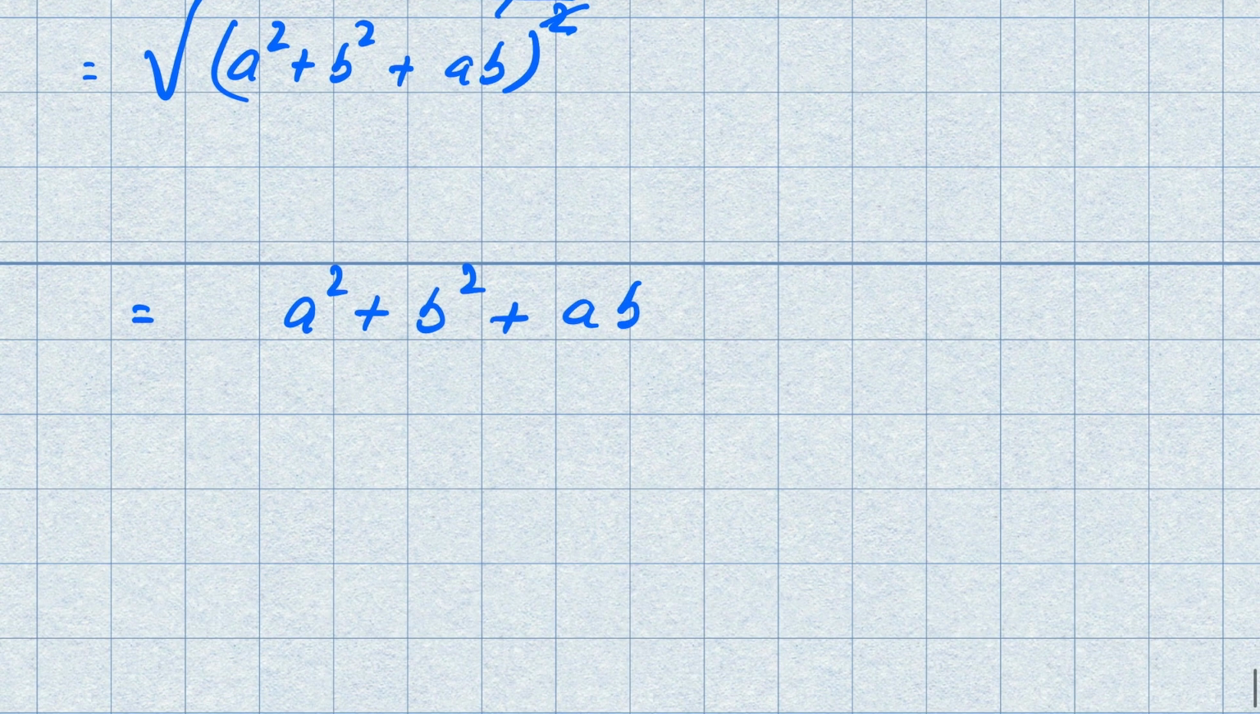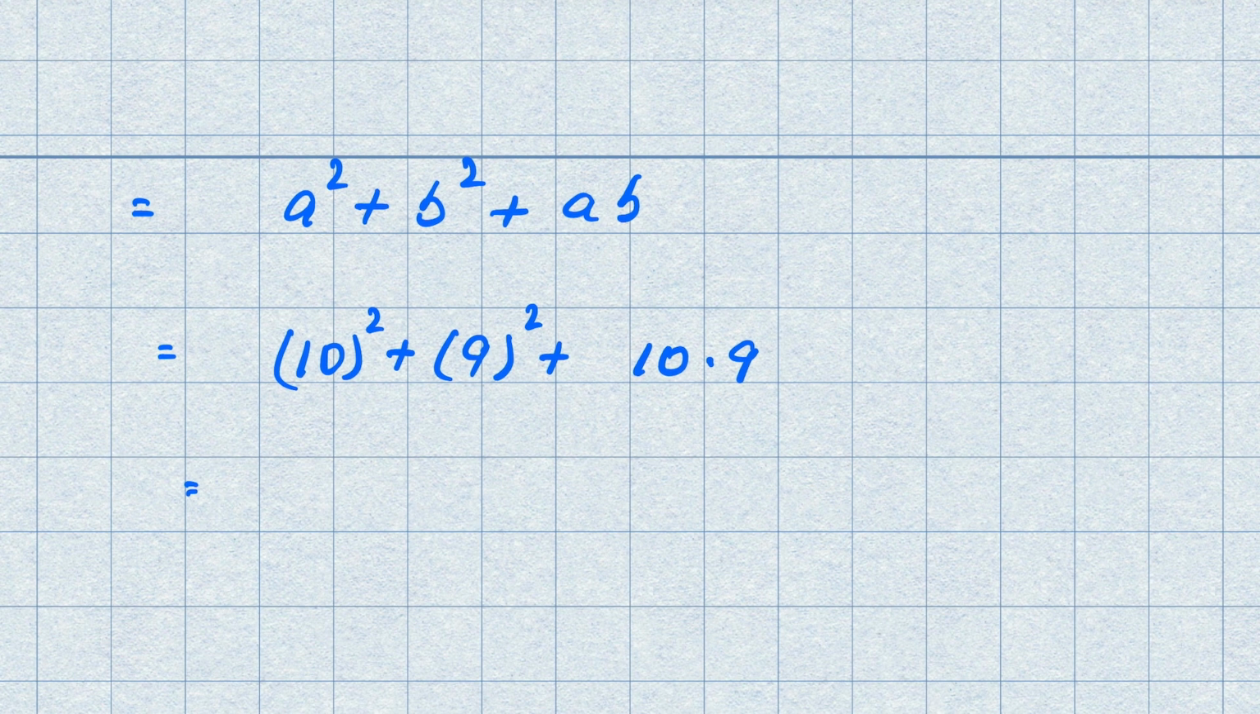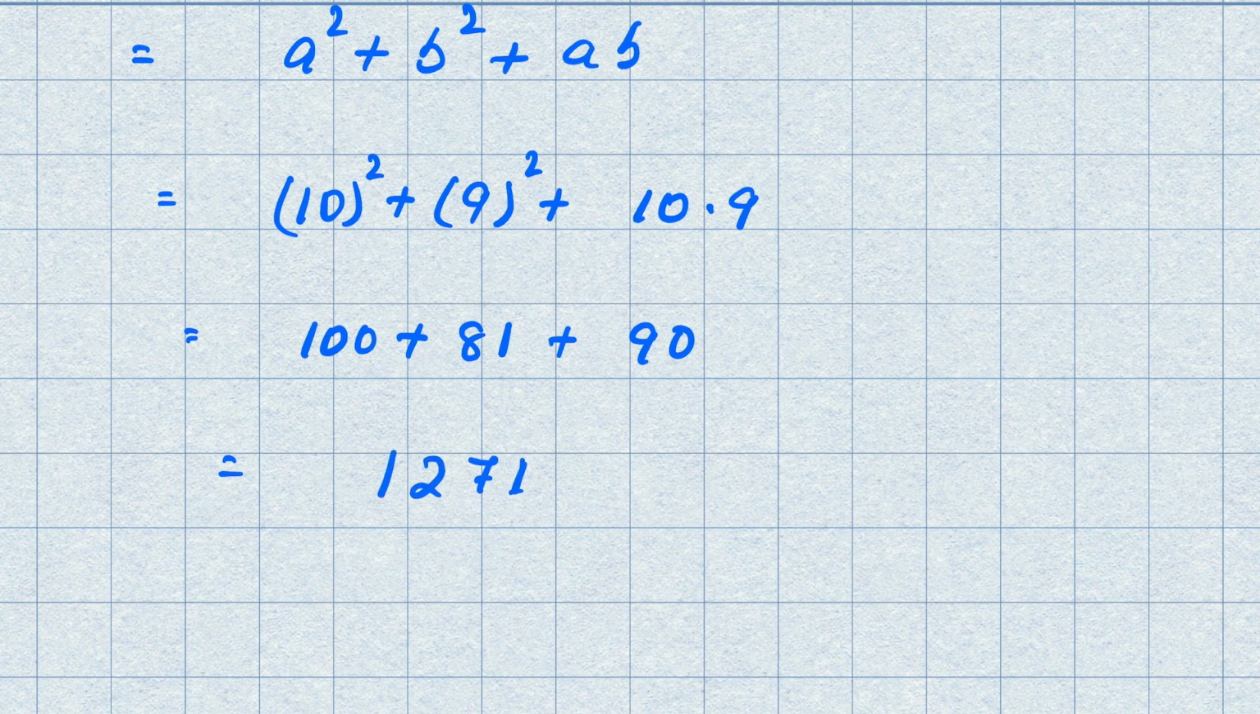Now let's put the value of A and B. A square is 10 square, B square is 9 square plus AB is 10 times 9. So 100 plus 81 plus 90, or 271. This is our answer.